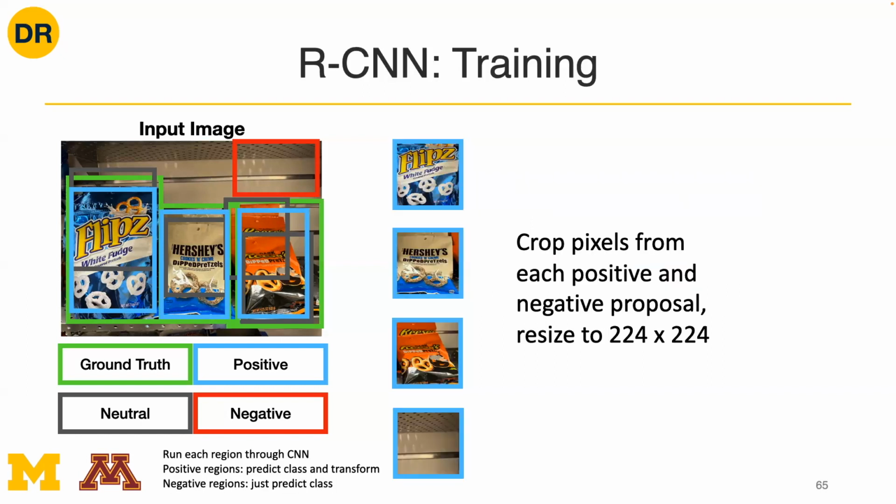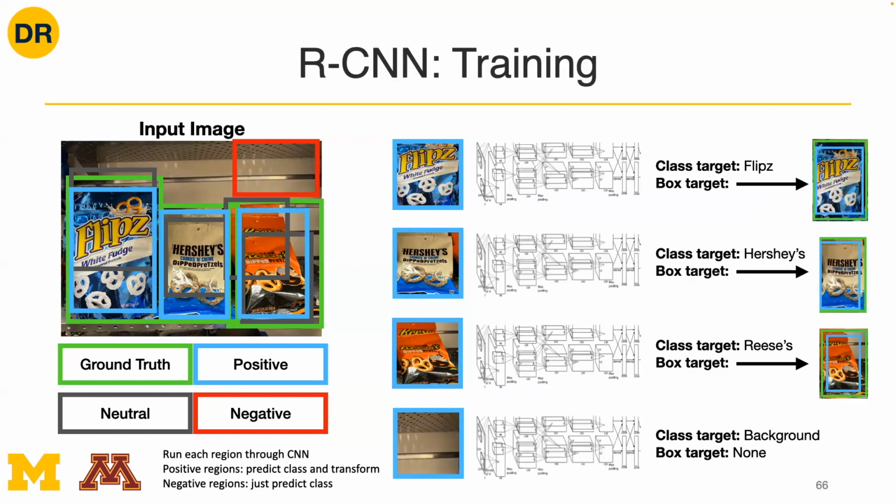So for all of the positive regions, we're now going to take the corresponding image chip for those positive regions, rescale it down to this fixed 224 by 224 size, and then feed each one of them independently through our convolutional neural network to extract features and then predict the final classification and bounding box.